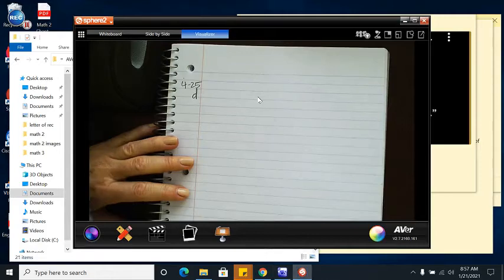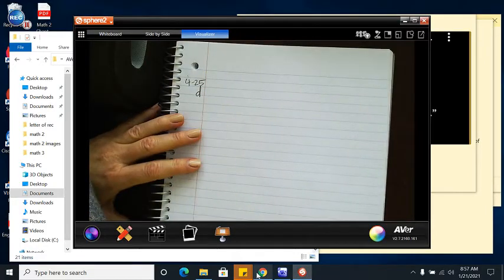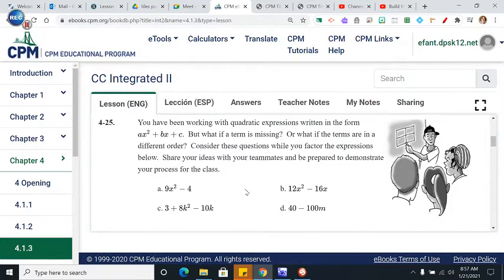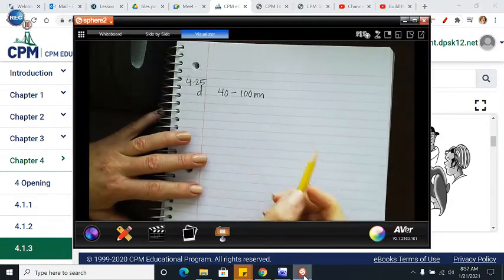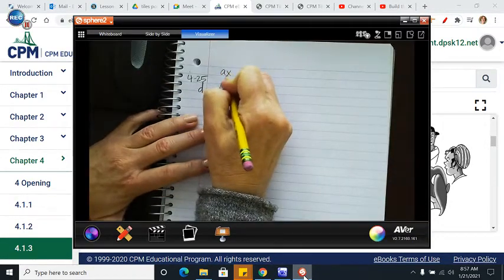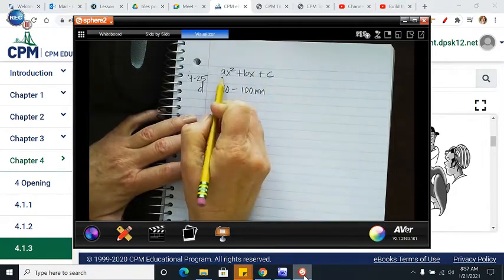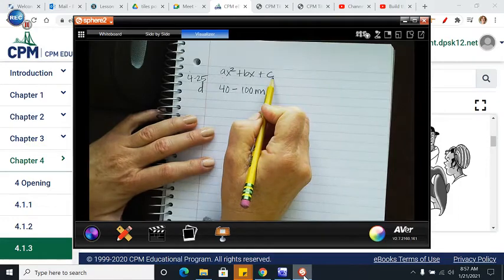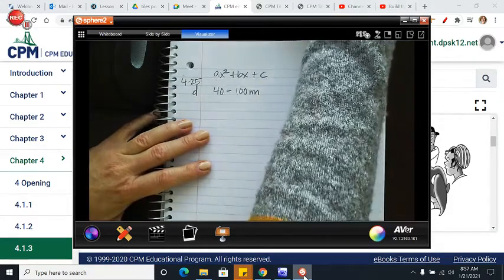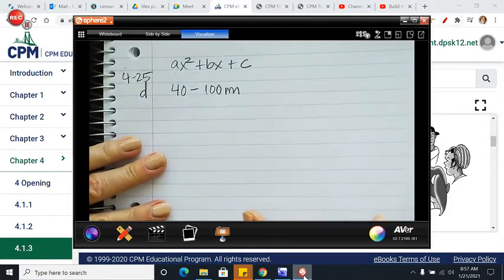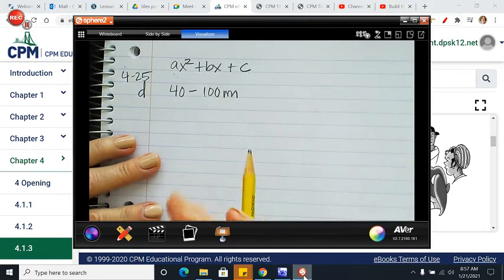Today we did 425D as the warm-up, and that was related to the last lesson. So the question is to factor this expression. And we talked about last time that if a quadratic expression is in standard form, it looks like this. And we said, what do you do if it's missing a term? Well, we said, just put a 0 there. That's the same as nothing being there, right?